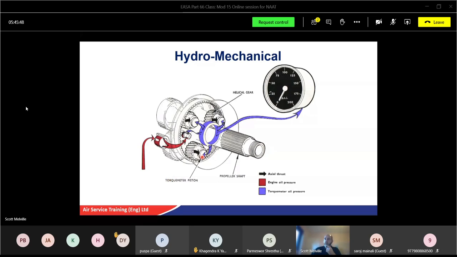Another version you can see here, you've got the shaft where the propeller sits on. Again, you've got the ring gear or the annulus.